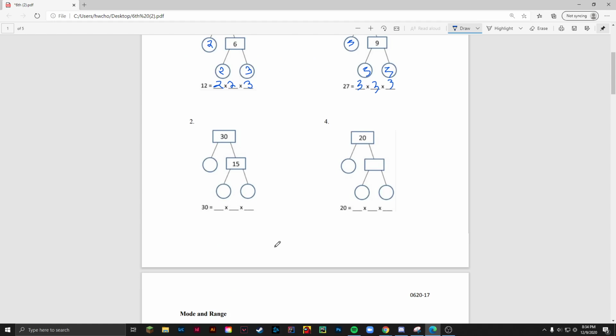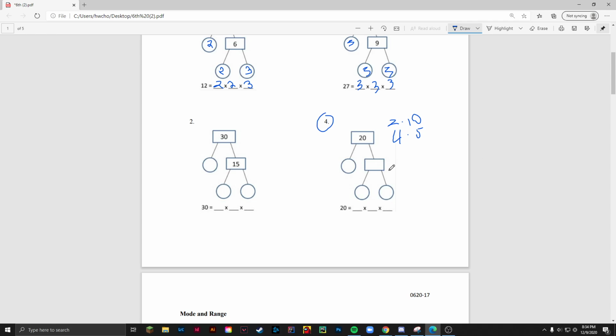Cool? Alright, let's skip this one because it's the exact same as the last two and go to number 4. Number 4 is a little special. It doesn't give us this, but what number can you think of that multiplies to 20? Well, there's a lot. There's 2 times 10, 4 times 5, and these two but reversed, right?